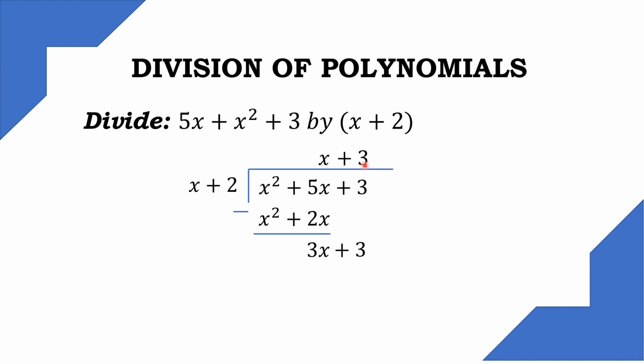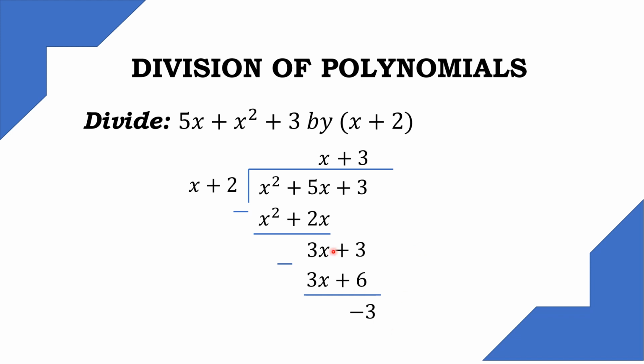So here, we are going to multiply 3 to each term of the divisor. So we have 3 times x and 3 times 2. And that will give us 3x plus 6. So we need to subtract this. So we have 3x minus 3x is 0. So we have here 3 minus 6. So the answer is negative 3.